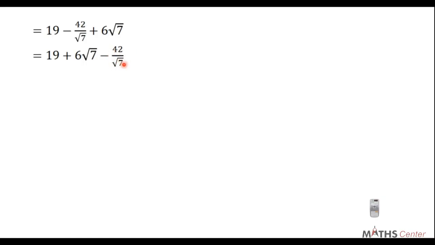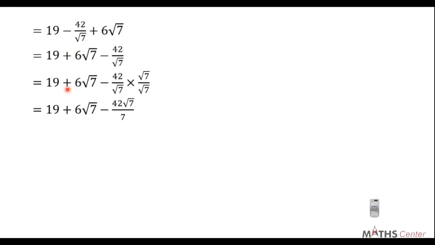So in rationalizing this, we know that we are going to multiply both the numerator and the denominator by the denominator. Remember that we are rationalizing this part, so the multiplication won't affect this. It's only the part that we are rationalizing. So we are going to have 19 plus 6 root 7 minus 42 over root 7 times square root of 7 times square root of 7.